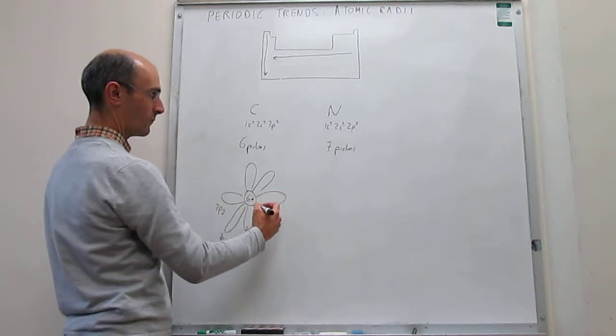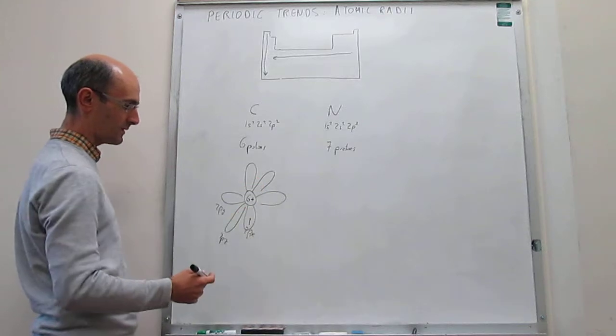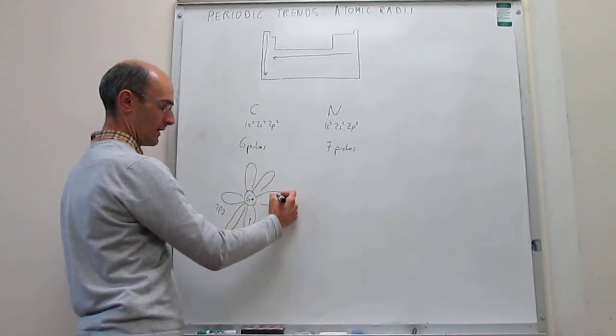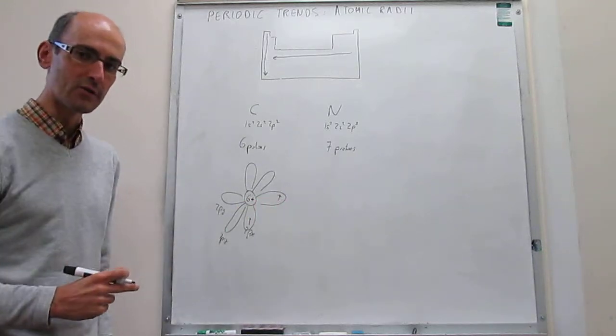Alright, so the electronic occupation would be 1 electron in the 2px, and then 1 electron in any of the other ones. Arbitrarily, I'm going to assign it to the 2py. They must have parallel spins according to Hund's rule.